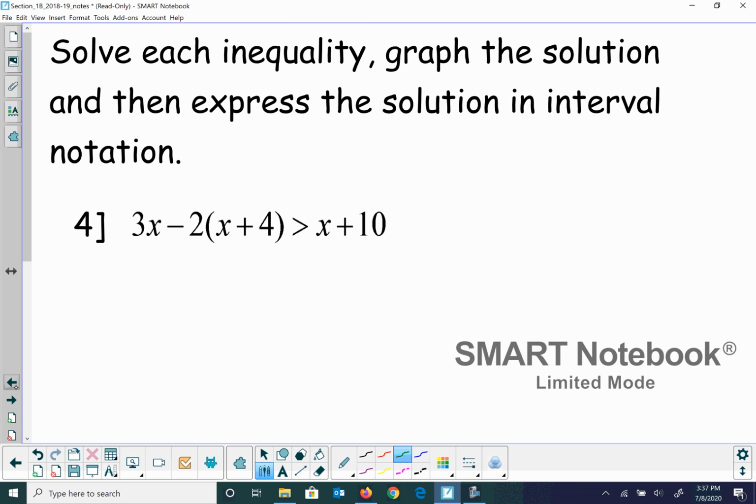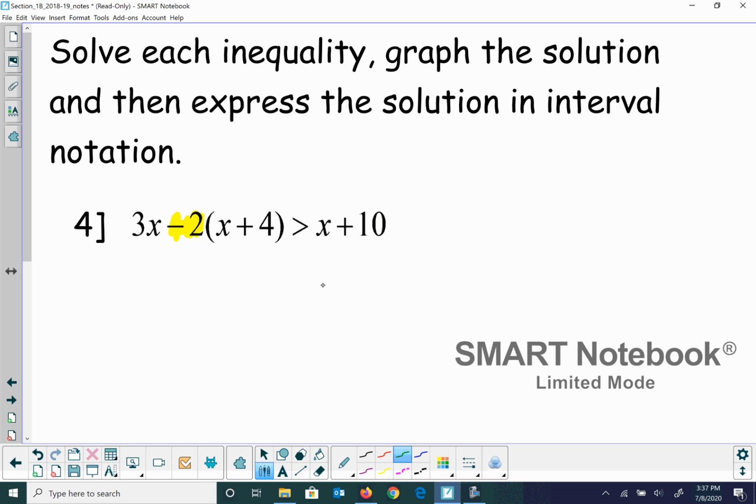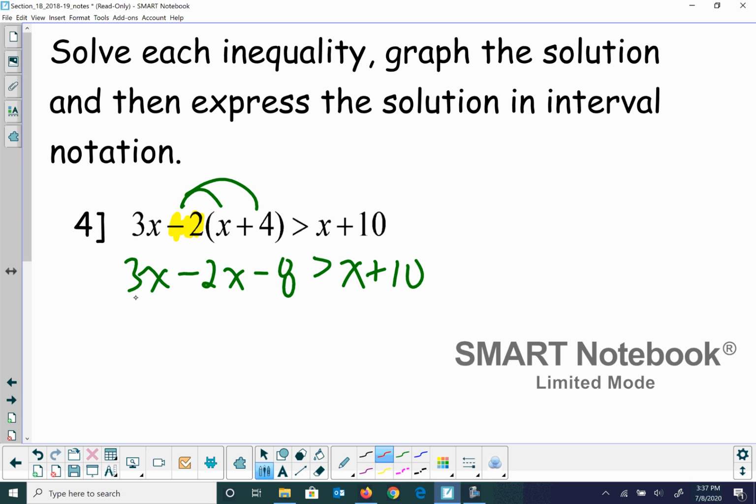All right, same type of problem. Highlighter. What are we distributing over the parentheses? Don't forget the negative sign. That's a big error. So here, that's negative 2x minus 8 is greater than x plus 10. This looks very similar to the last problem we worked on. Probably is. We just didn't flip the sign.